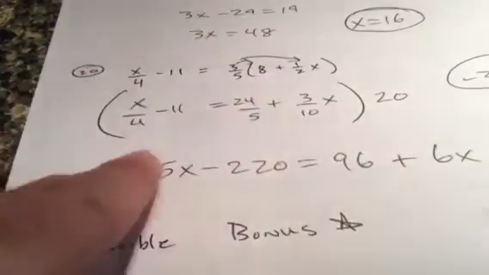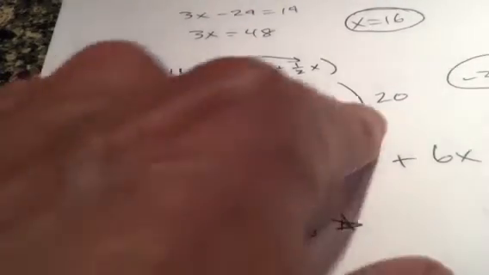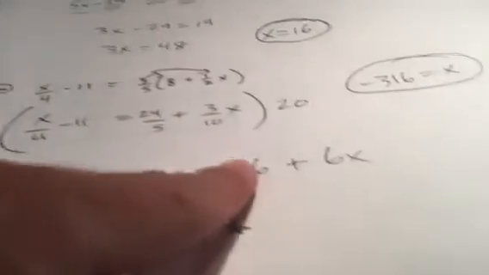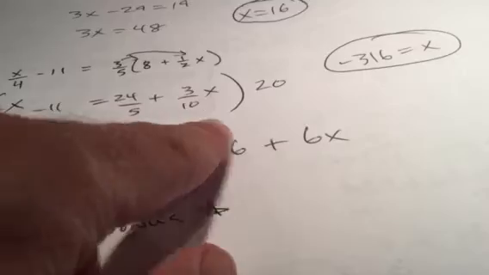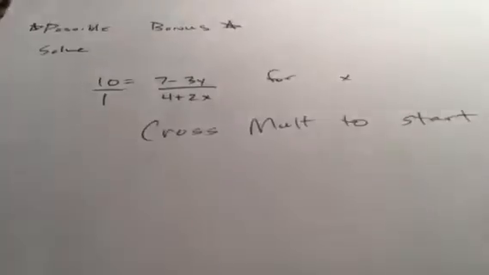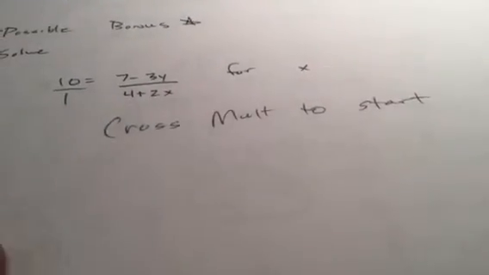Multiply everything by 20. 20 divided by 4, 5x. 20 times 11, that's going to be 220. 20 times 24 divided by 5, 96. And then finally, 20 times 3 is 60, divided by 10 is 6x. And then if you subtract 5x, subtract 96, you get x is negative 316. Wow. Possible bonus question is this right here, cross multiply. So multiply across, then you can get the x by itself eventually. That's not a terrible question.